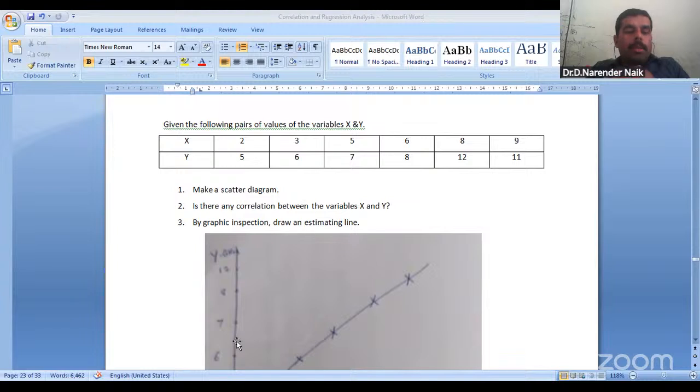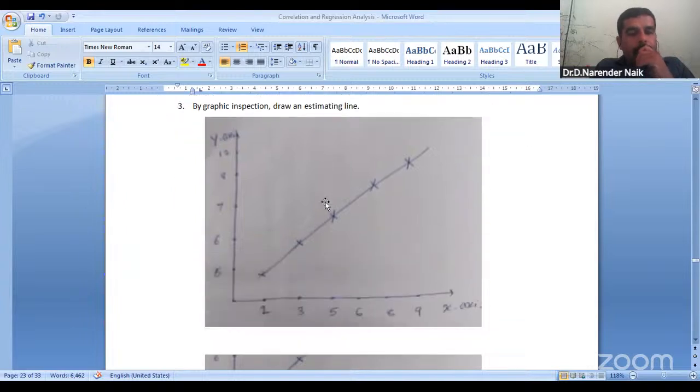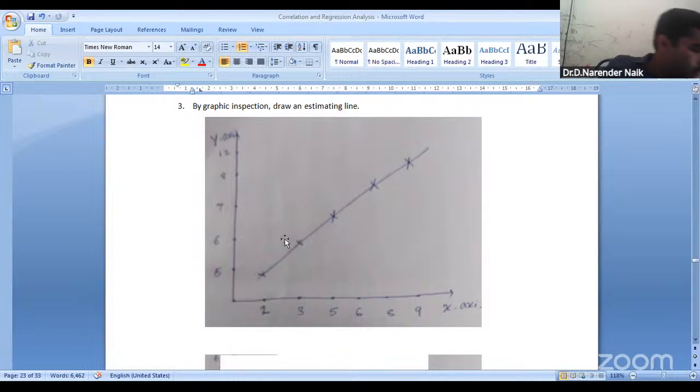By graphic inspection, draw an estimating line. So here x, y: 2, 3, 5, 6, 8, 9 and 5, 6, 7, 8, 12, 11. According to that, in this way it begins from the lower left corner and moves towards the right corner.